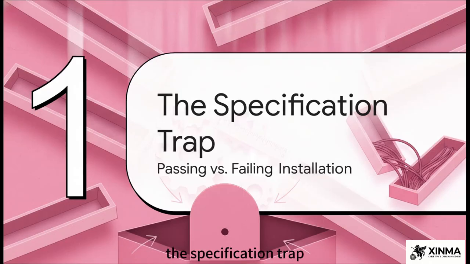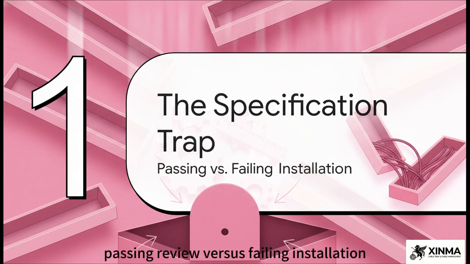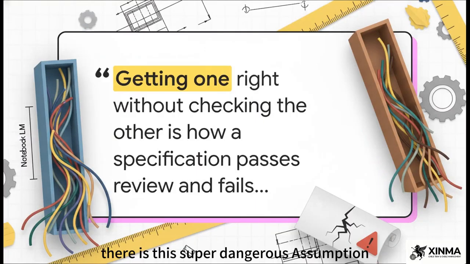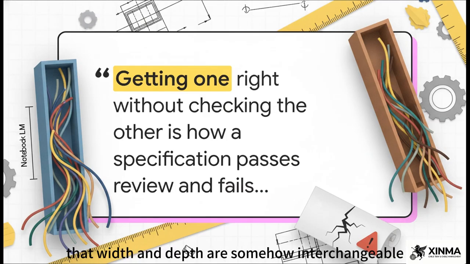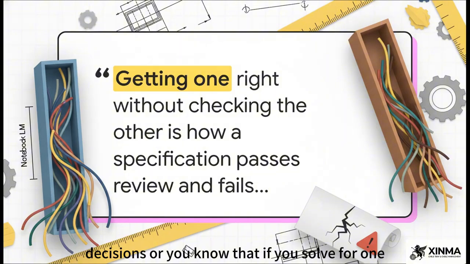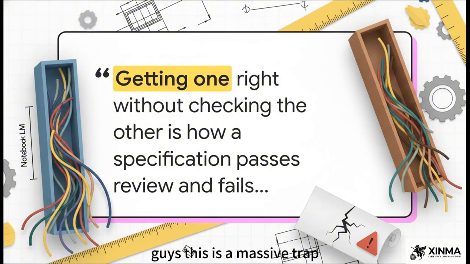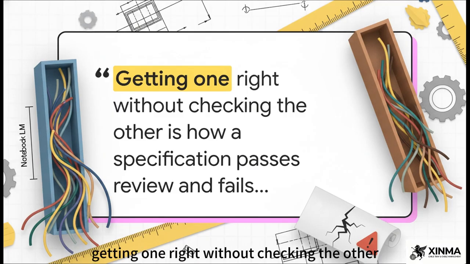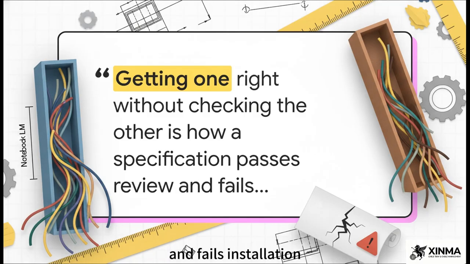Section 1, the specification trap, passing review versus failing installation. There is this super dangerous assumption just lurking in drafting rooms everywhere. This idea that width and depth are somehow interchangeable decisions, or that if you solve for one, you've essentially solved for the other. Guys, this is a massive trap, and this quote hits the nail on the head. Getting one right without checking the other is how a specification passes review and fails installation.